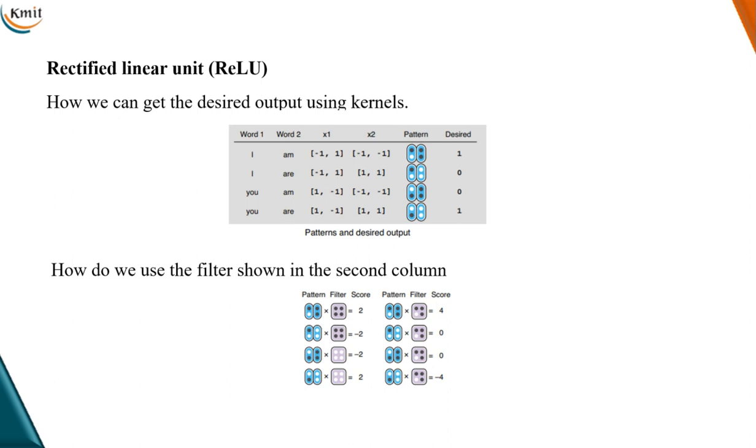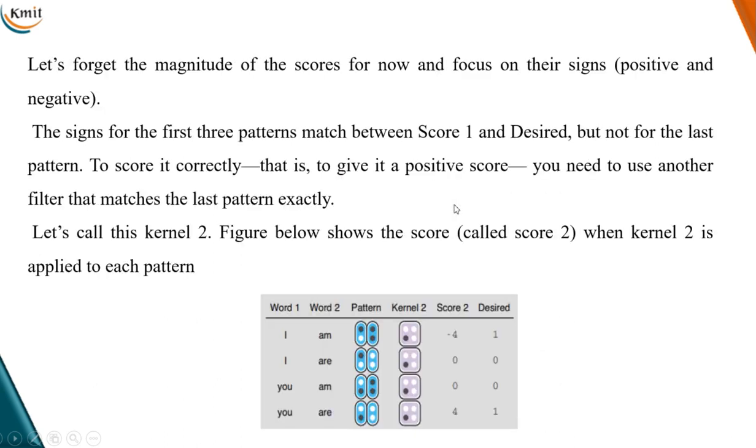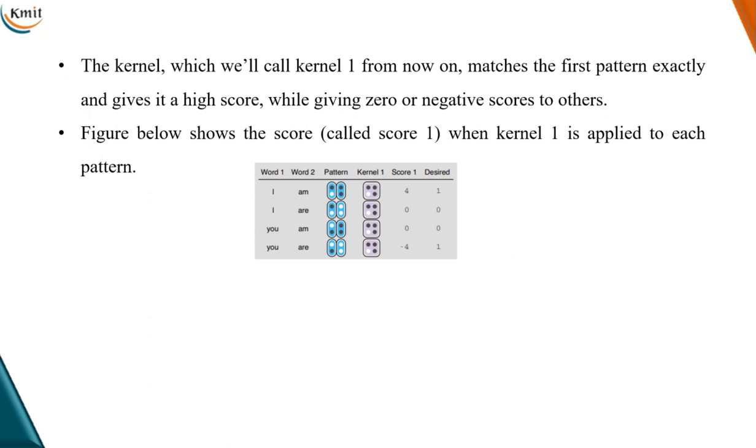So let me take 2 kernels here. As we have taken this kind of filter and this kind of filter, let us take 2 different kernels. Here we'll call it kernel 1. For each and every pattern we call this filter kernel 1, and we match it with the patterns. When I match my kernels with the filters, I get score 1. But this score 1 is not matching with my desired scores. Here score 1 is 4, 0, 0, minus 4, and here the desired score is 1, 0, 0, 1.